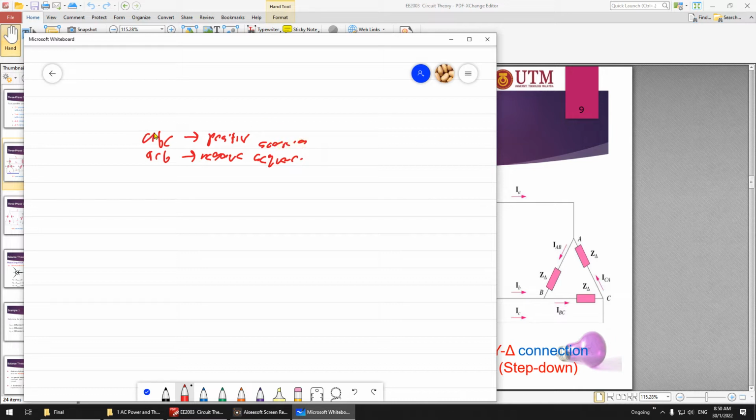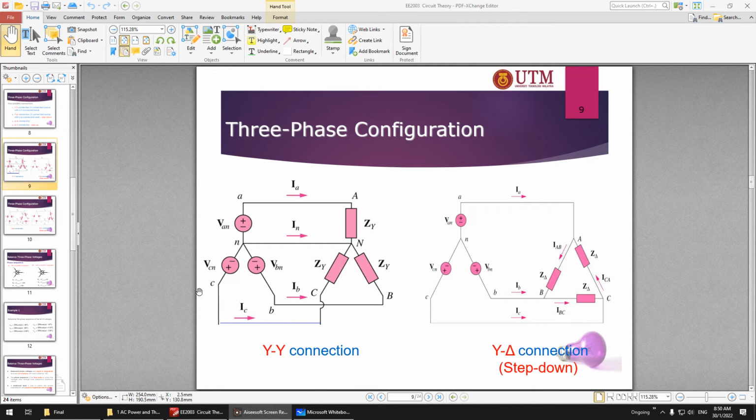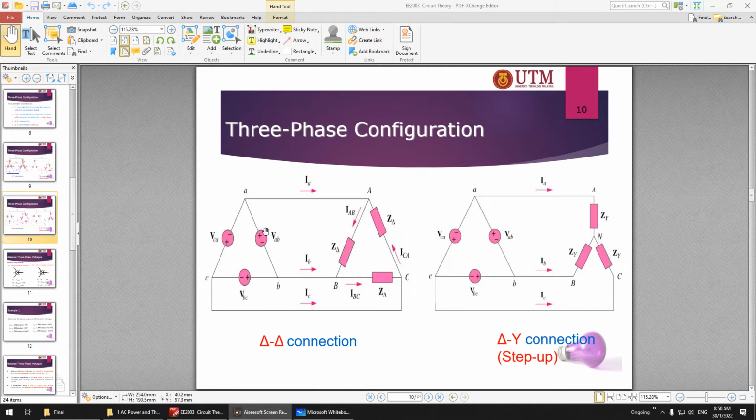Okay, beside ABC you also can call it RYB. Red, yellow, blue, or ABC. RYB is the positive sequence. Okay, I repeat back. Make sure you know how to draw everything. A and A, B and B, C and C. Look back at the lecture video.